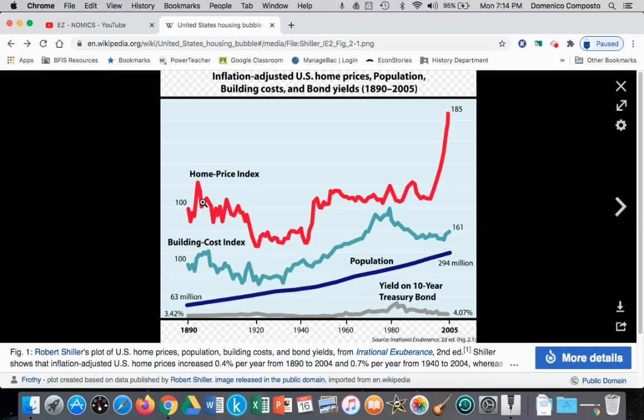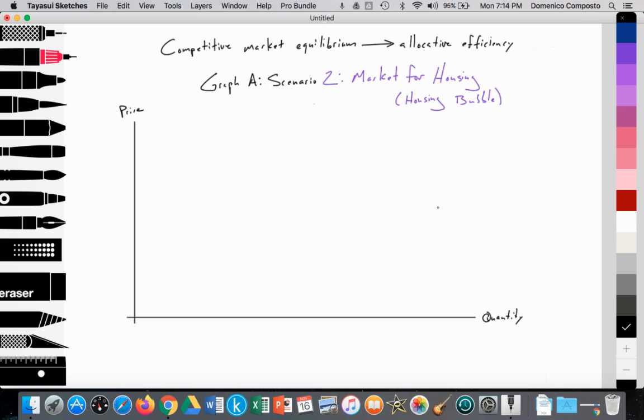Here we can see a home price index from 1890 to 2005, and we'll notice the dramatic increase in housing prices as a result of increased demand for housing that really drove up that price. And that created a surplus of housing, which eventually caused the price of housing to collapse. So that's going to be our applied example.